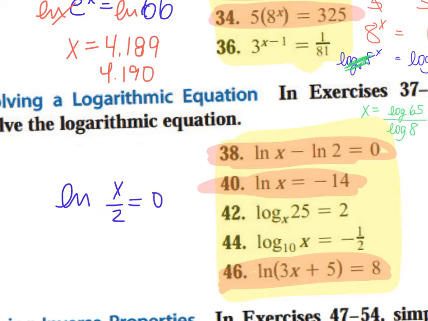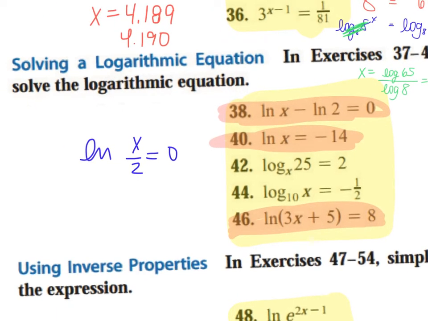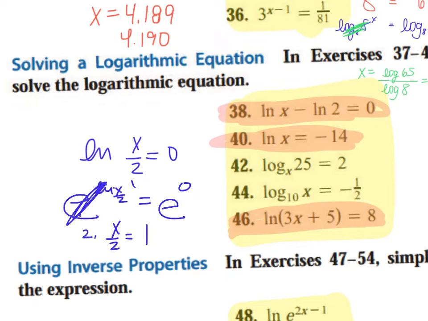Condense. Make it smaller. So now I have ln. Well, what's the opposite of ln, guys? E. So if I put e over here to the ln, everything goes up here. x over 2 equals what? Nope. e to the 0. So e and ln cancel out. I have x over 2 equals what? 1. Now what do I do to both sides? Multiply by 2. So x equals 2.